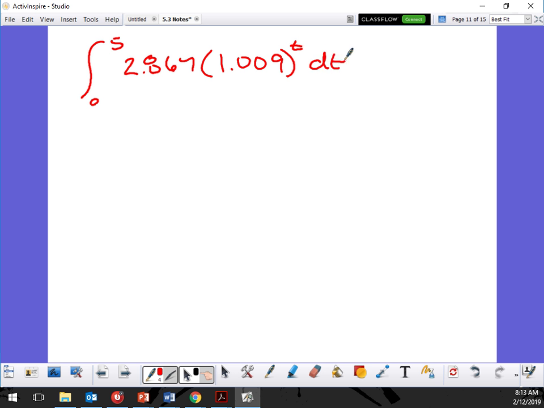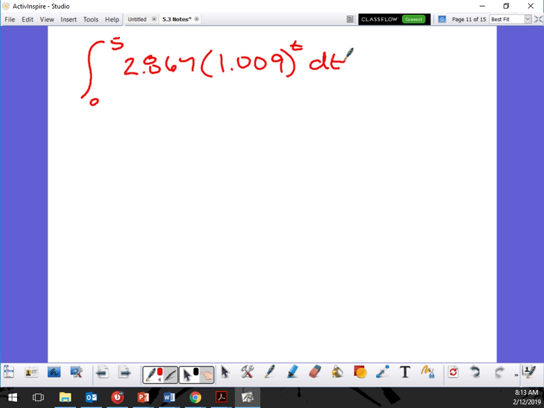So integration from 0 to 5 of my function, which is going to be 2.867 times 1.009 to the t, and this is dt. All right, so we're going to go through and find this out. Since I have the function right here, this one's going to come out.